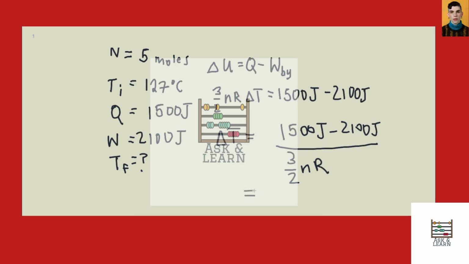So I'm kind of mixing using symbols and numbers, but hopefully it's still clear what I'm doing. So if you plug that into a calculator, you get that delta T is minus 14 degrees C. And so to get the final temperature, you do your initial minus 14. If you take the initial temperature of 127 and subtract 14, then you get 113 degrees C.